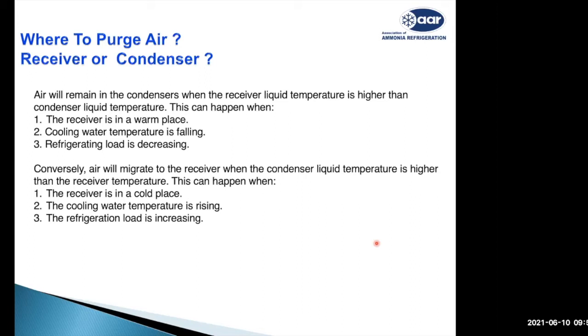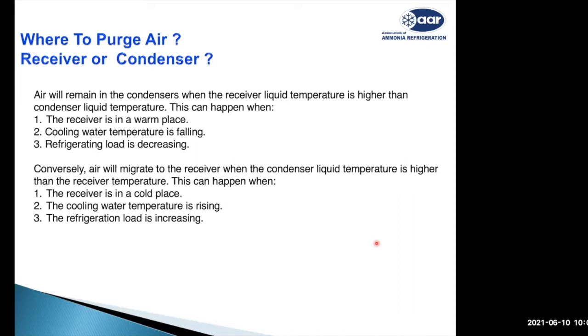But whereas the other conditions are not permanent, a change in the load or a change in the cooling water temperature totally depends on other conditions. So you may have both the conditions happening in the plant at different times. So it is recommended that we have purging points considered from the receiver as well as from the condenser.